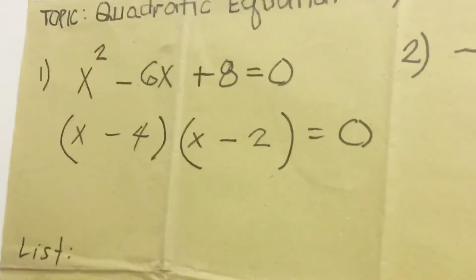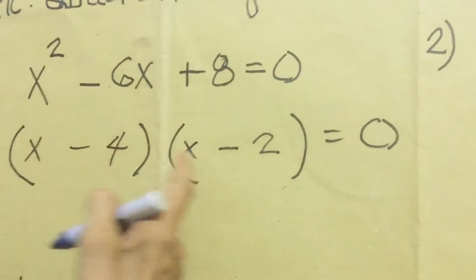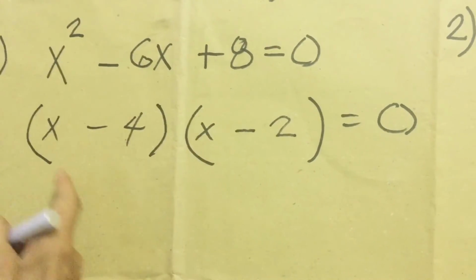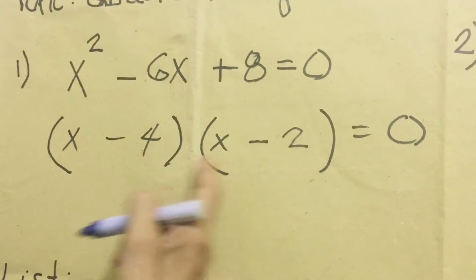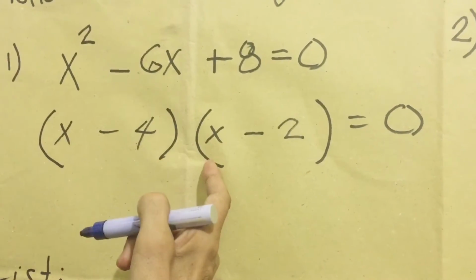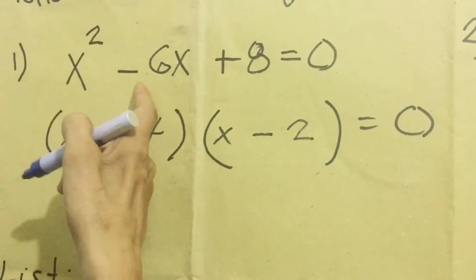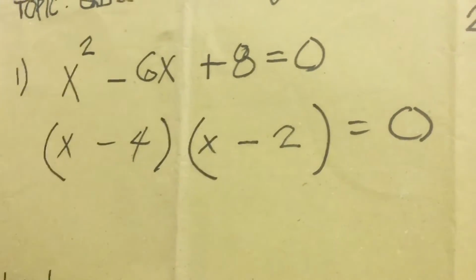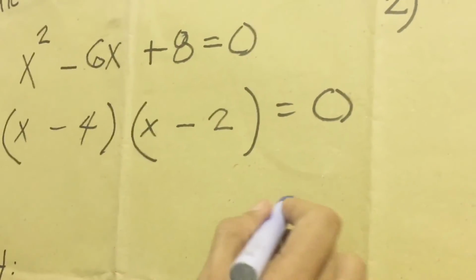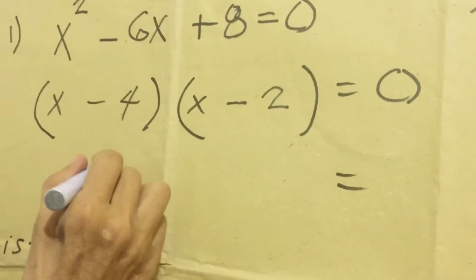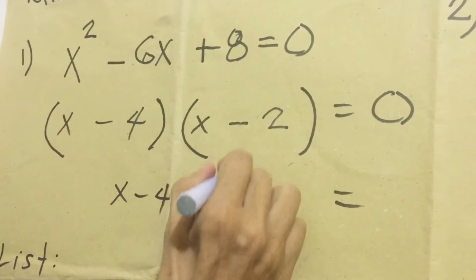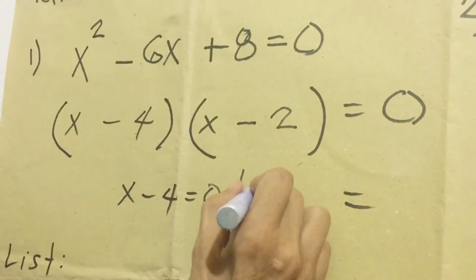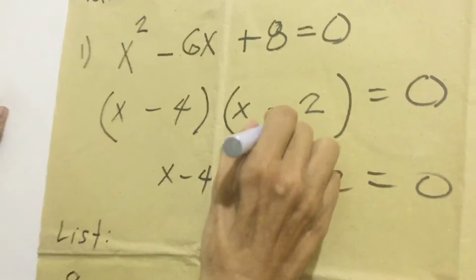Okay, let us check again. 4 times x equals negative 4x. Then x times negative 2 is negative 2x. Then negative 4x plus negative 2x equals negative 6x. Okay, now the next step is we're going to equate each factor to 0, then x minus 4 equals to 0, and x minus 2 equals to 0.